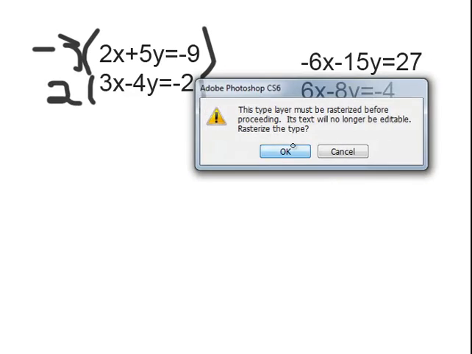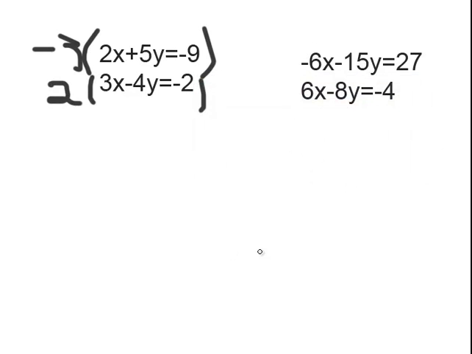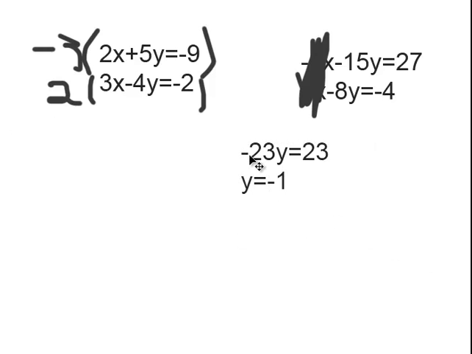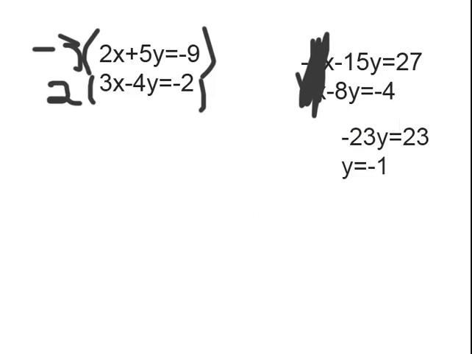Well, now you can just do your standard adding and subtraction with this. So negative 6x plus 6x equals 0. So that gets canceled out right there. Negative 15y minus 8y equals negative 23y. And then 27 minus 4 equals 23. Okay? So now you're going to divide 23 by negative 23, and you're going to get y equals negative 1. Okay? So this is how we solve for y.